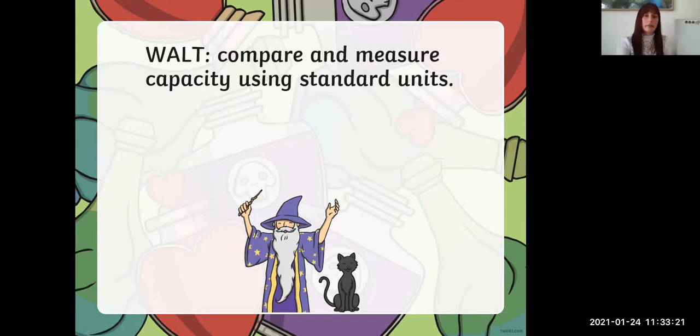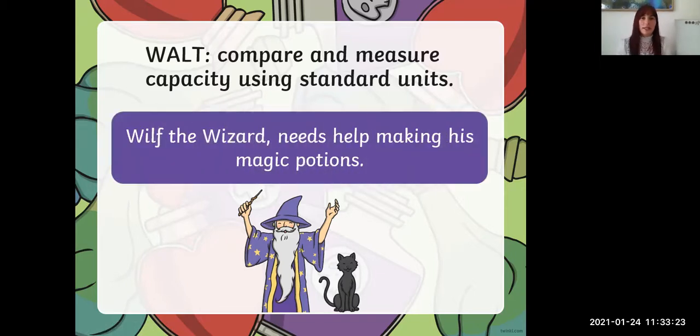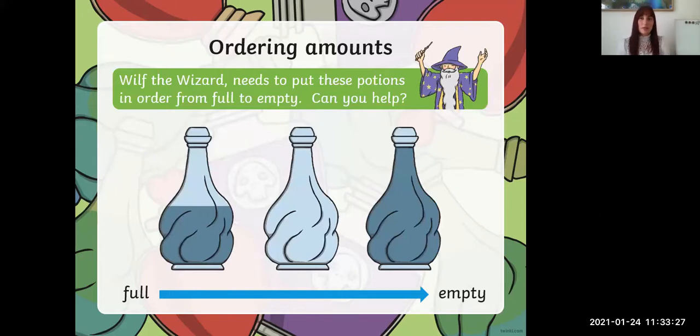Here we go. Wilf the Wizard needs help making his magic potions. The first thing we're going to have a go at is comparing. So we're comparing capacity. And we can use words like full, empty, nearly full, nearly empty, half full. We can use words like that to help us put different capacities in order. So I've got 3 potion bottles here, and we need to order them from full to empty.